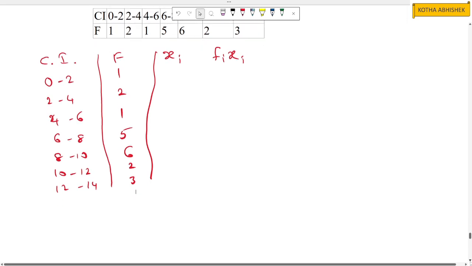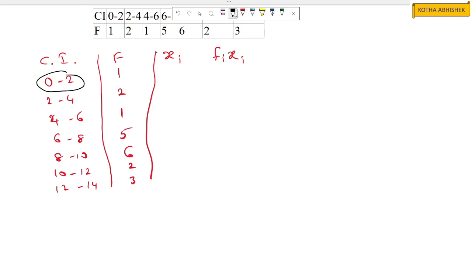So class mark is nothing but the average of the class intervals. Here the first interval is 0 to 2, right? So add those and divide by 2 always. 0 plus 2 is 2, divided by 2 is 1. So the xi is 1.